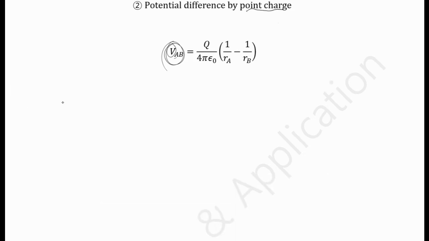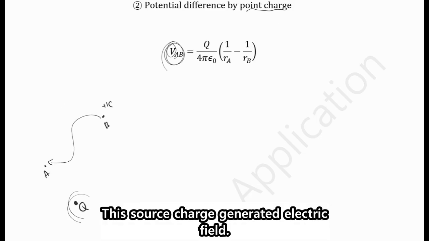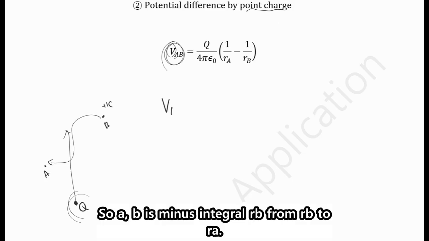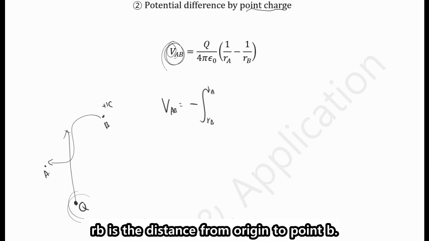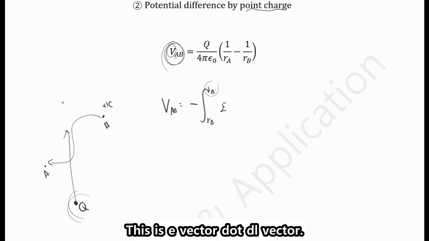We try to find the work done moving plus 1 Coulomb from point B to point A in the presence of the source charge. This source charge generates the electric field. The work done is against the electric field. So V AB is minus the integral from r B to r A. r B is the distance from the origin to point B, and r A is the distance from the origin to point A. This is E vector dot dl vector.